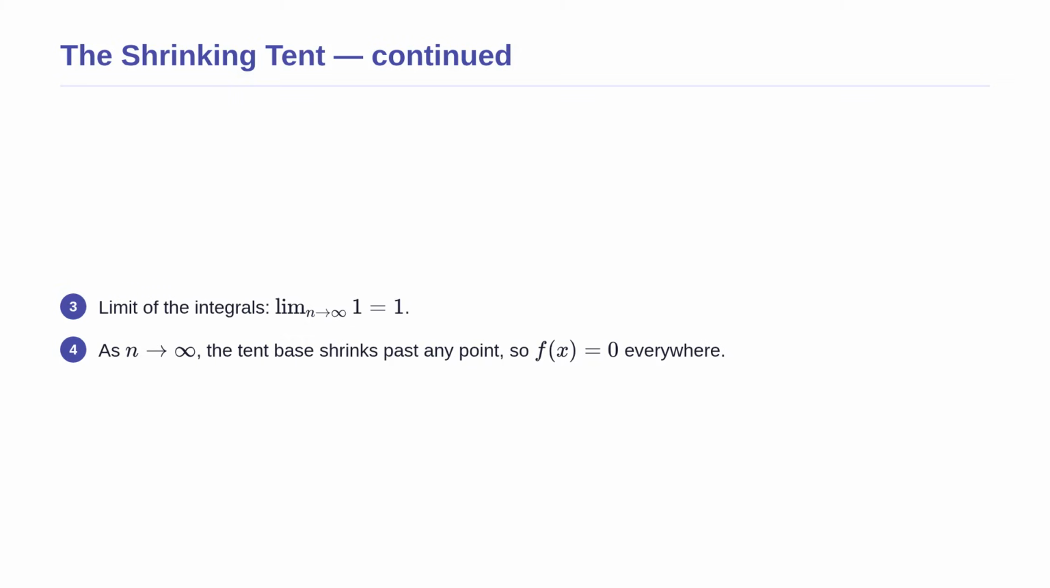Continuing with our shrinking tent, we must now look at the limit function itself. What happens to the actual shape of the curve as n goes to infinity? If you pick any specific point on the graph, eventually the shrinking base of the tent will slide completely past your point. Once that happens, the function's value at your point becomes exactly 0 and stays 0 forever. Therefore, the final limit function is completely flat. The tent has vanished into thin air, leaving a value of 0 everywhere.